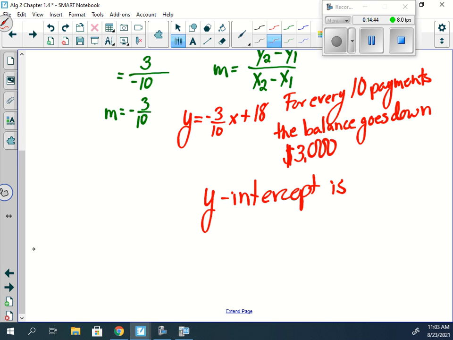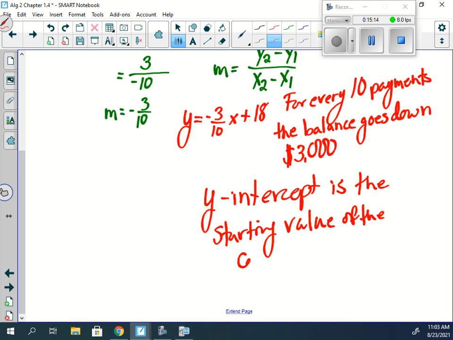Now what is the y-intercept? The 18 or 18,000. What is that telling us? Is it the starting value or the loan cost? Because it's the starting cost of the loan or the value of the car. Because it's how much we started out with. Because when we've paid 0 months, we've made 0 payments, the overall cost is $18,000.